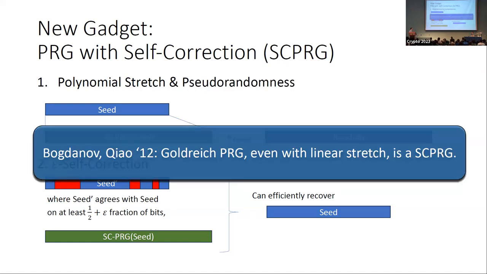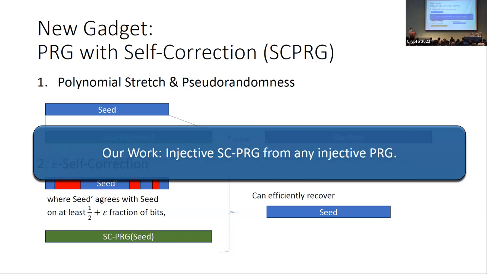And Bogdanov and Qiao in 2012 showed that the Goldreich PRG, even with linear stretch, is a self-correcting PRG. So we do know these things exist. And in our work, we show how to construct an injective SCPRG from any injective PRG.